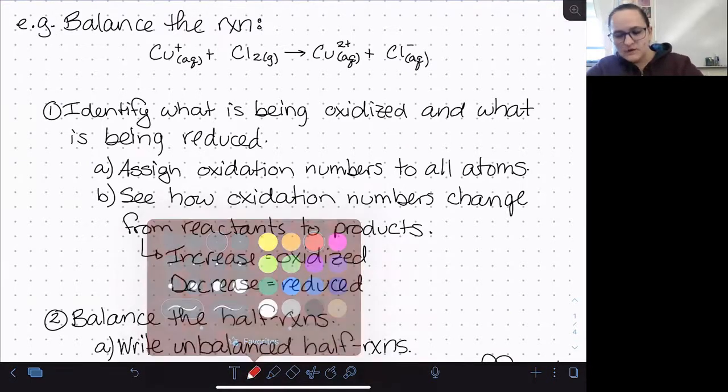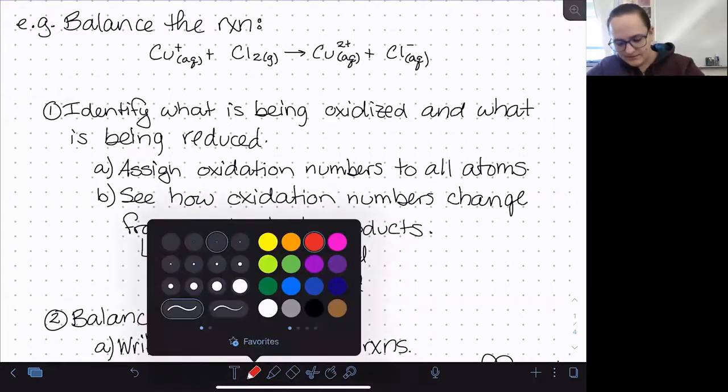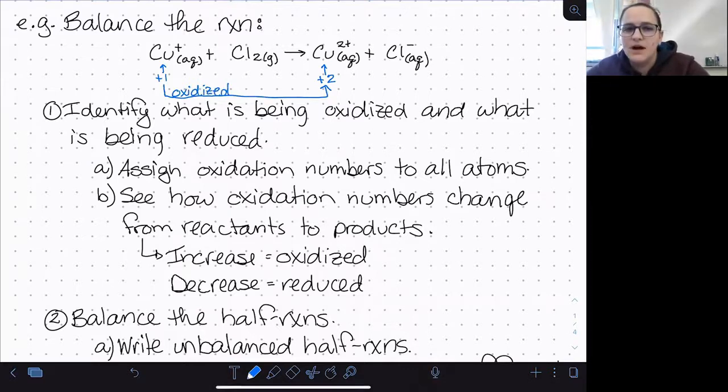So if we look at our elements here, we have a single atom of copper with a +1 charge, which means its oxidation number must also be +1. On the product side, the charge has become +2, so our oxidation number has become +2 as well. So we can see that our oxidation number is changing from +1 to +2. That is an increase, so that is being oxidized. So in this reaction, copper is being oxidized from Cu+ to Cu2+.